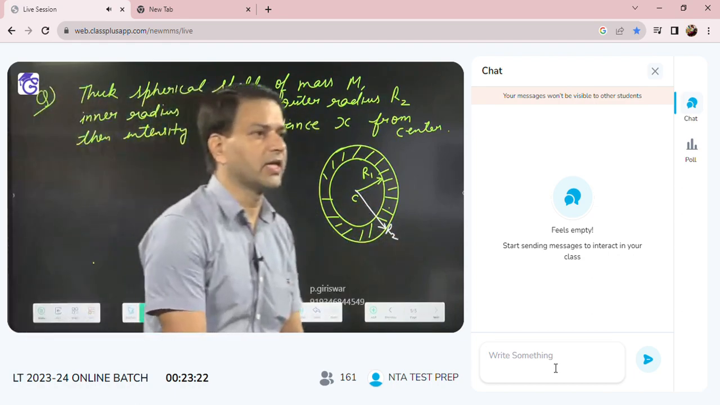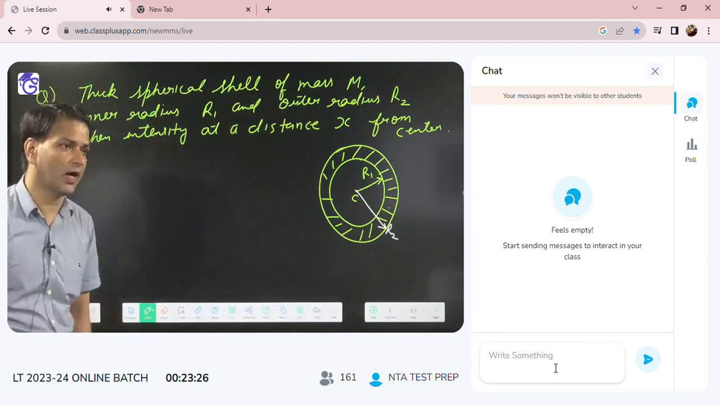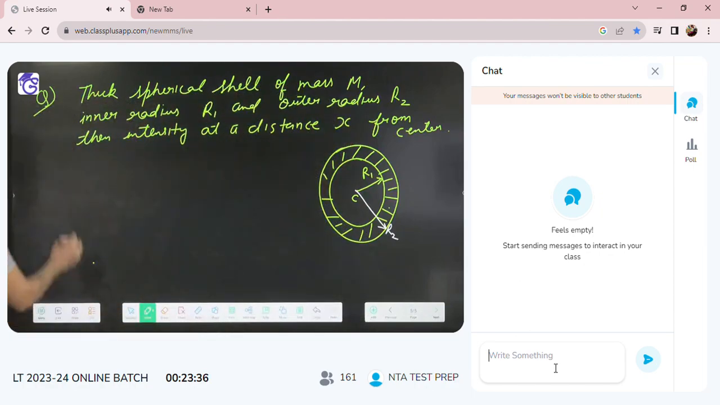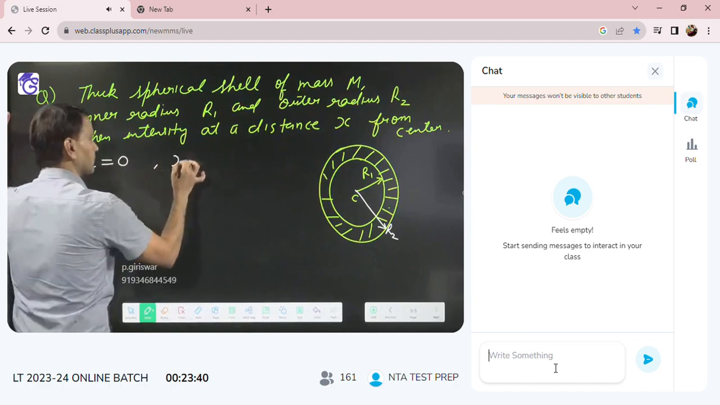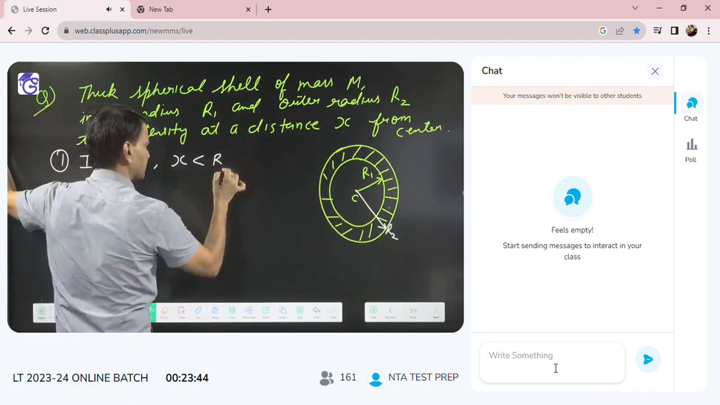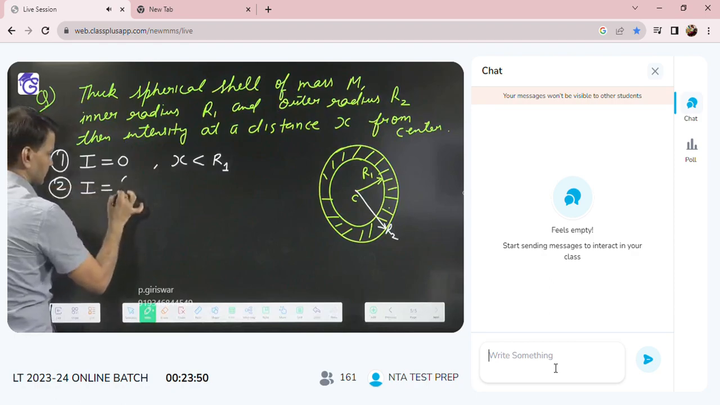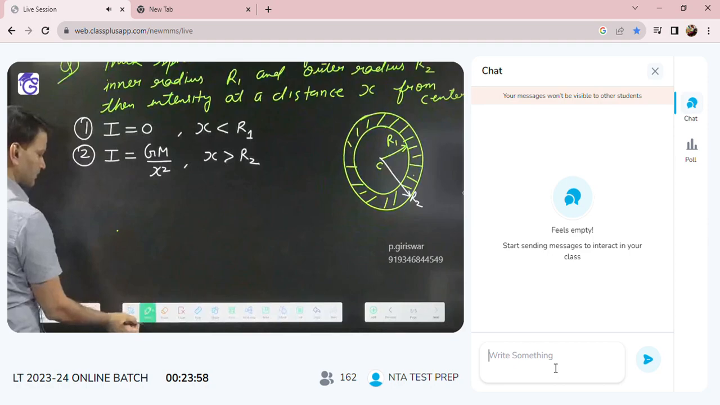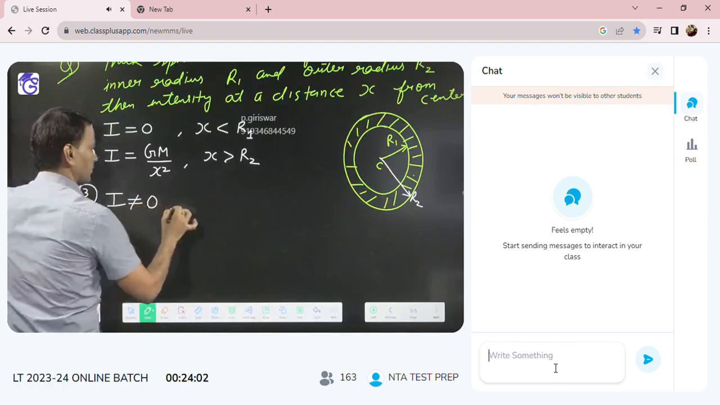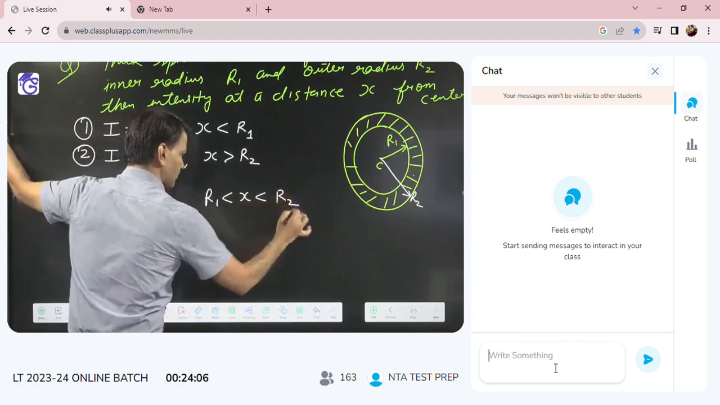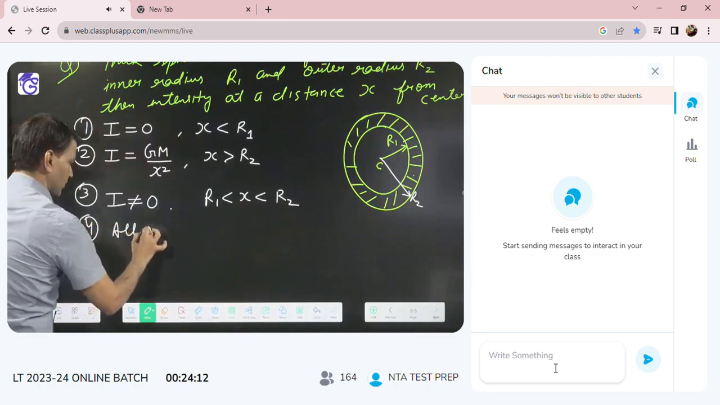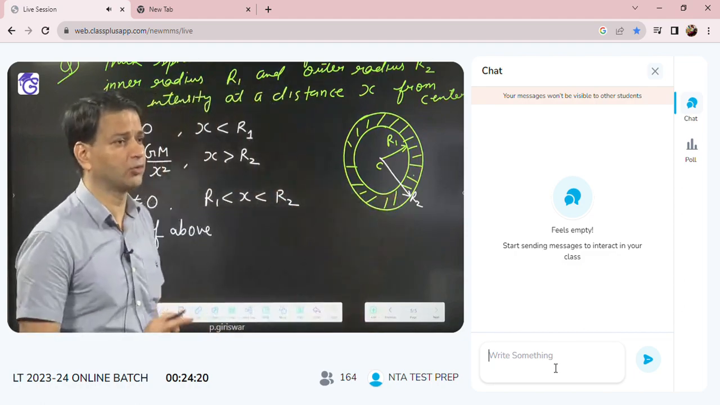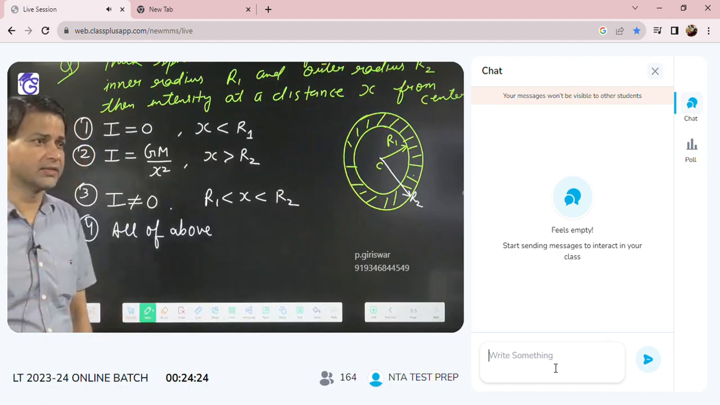What is the problem? We have a thick spherical shell of mass m, inner radius r1 and outer radius r2. Then we have to find the intensity at a distance x from the center. Okay, I'm giving the options. So I have given the thick shell, inner radius r1, outer radius r2, and mass of the shell m. Now I am asking the intensity at a distance x from the center.